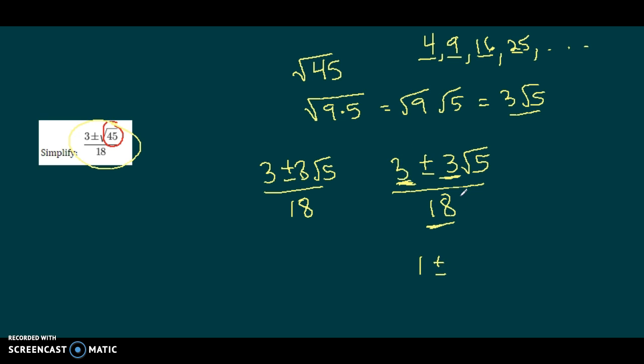The plus or minus is still there. This divided by 3 also makes 1. You don't need to write the 1. You can. I'm not going to. It's just root 5. And then 18 divided by 3 is 6. So this is one way to write the answer.